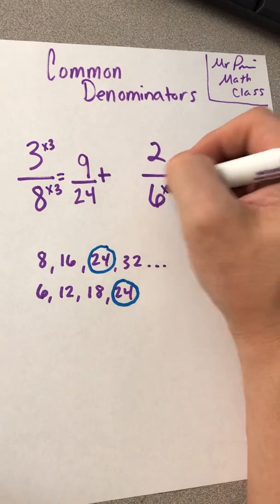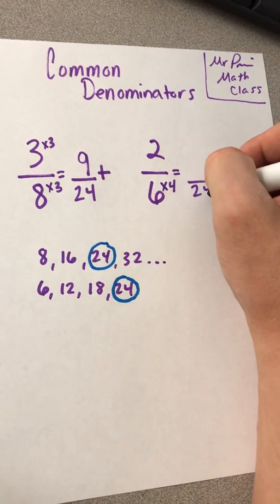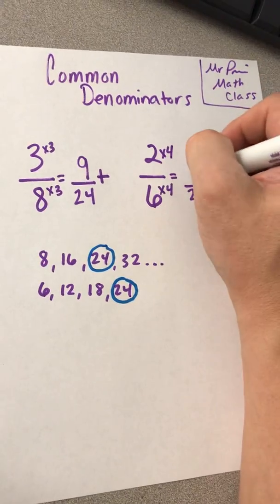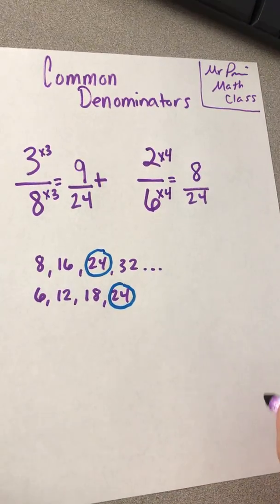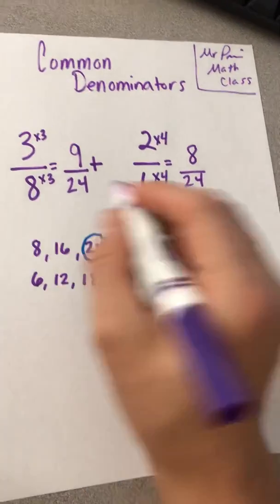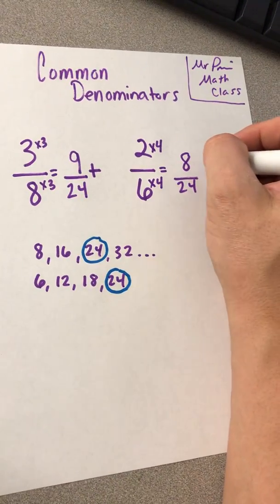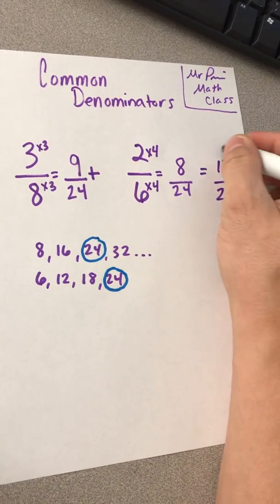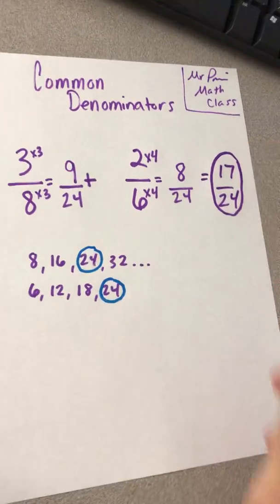So right here, we're going to do this. 6 times 4 is 24. So I take my same rule up here, times 4, and that gives me 8. Now that I have denominators that match, that are common, I can add. So 9 plus 8 is 17/24. And I'm done.